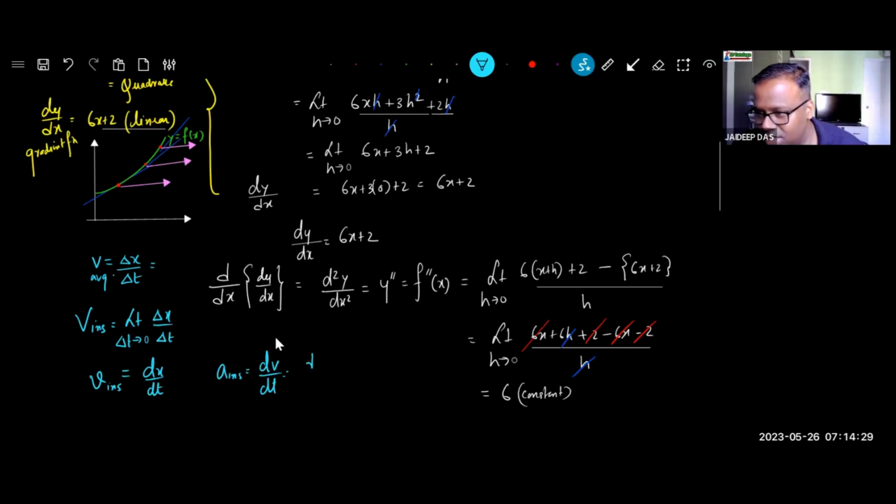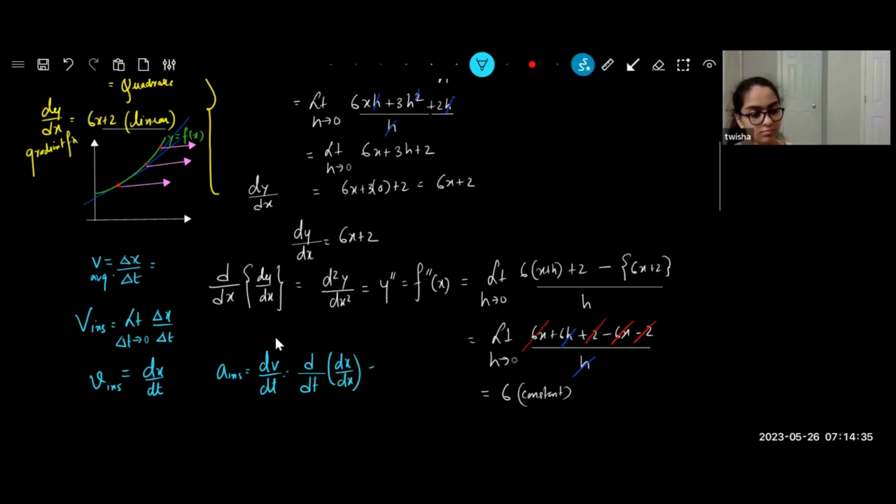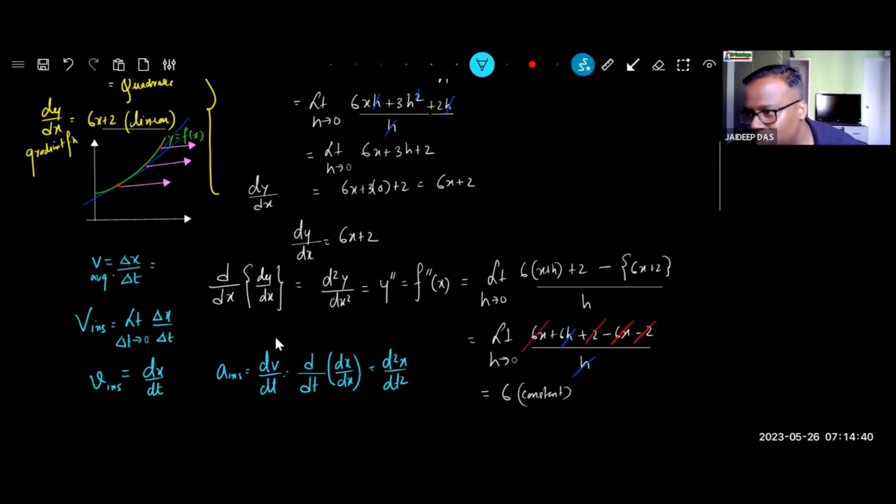Can dv by dt be written in another form? Oh, why not? V is what? V is dx by dt. So there you say d2x by dt2. That's the concept I'm trying to develop for you: how to see the second derivative.